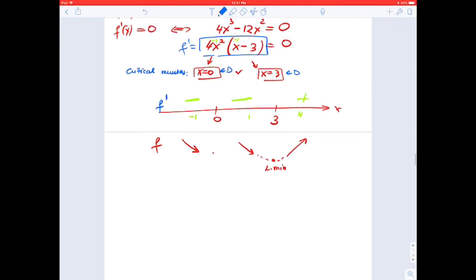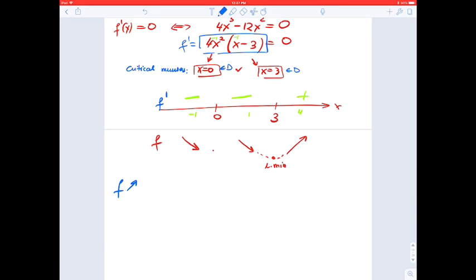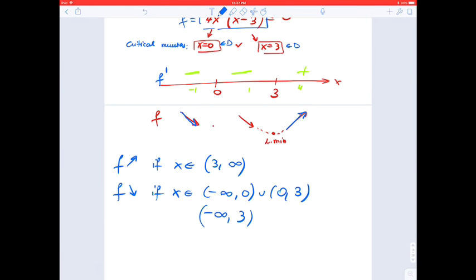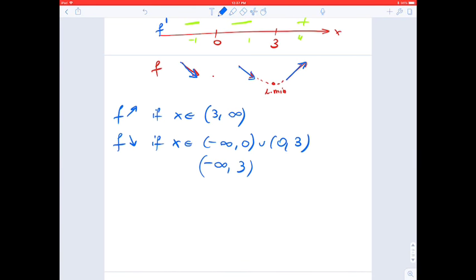Okay, we do have the intervals of increase and decrease. Actually, I can state the intervals. The function is increasing if x belongs to the interval from 3 to infinity. Yes, we can see this increasing. The function is decreasing if x is between negative infinity and 0, and 0 to 3. Since 0 is in the domain of the function, we may combine this. That means the function is decreasing from negative infinity up to 3.